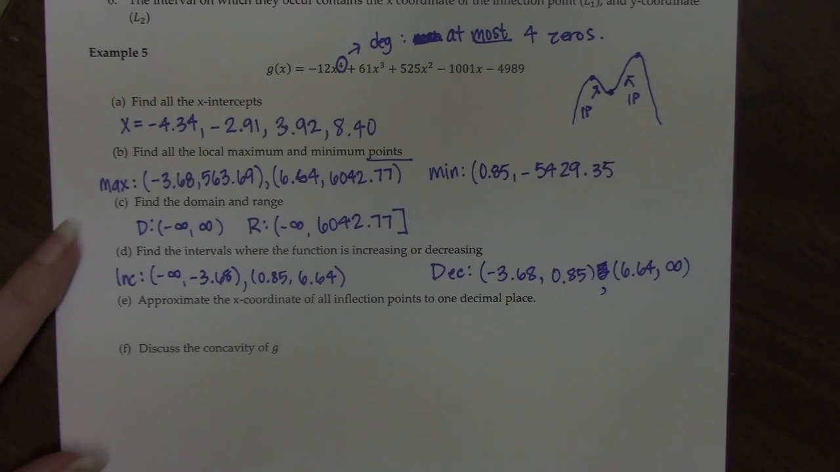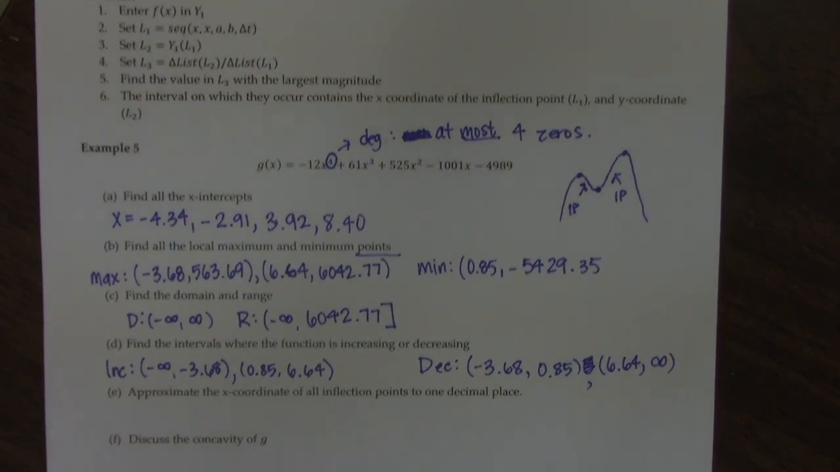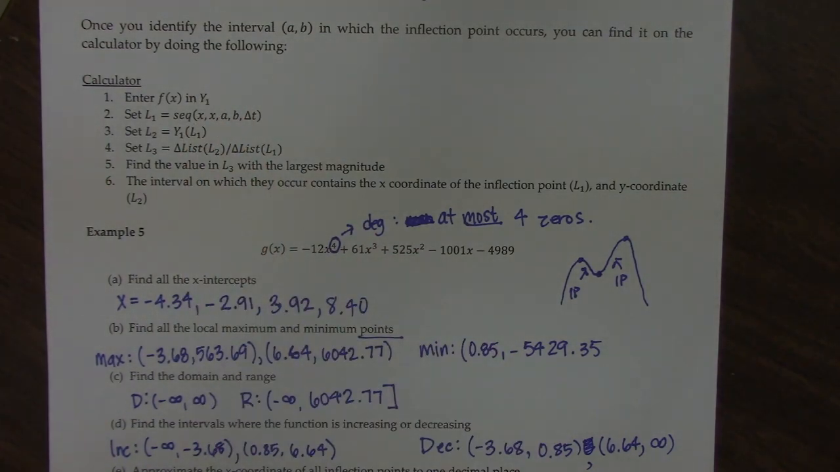E says approximate the x coordinates of all the inflection points to one decimal place. So this is where we're going to have to look at our ARC, or the average rate of change. So if we come back up here, right, here's the instructions for doing this, if you've forgotten.